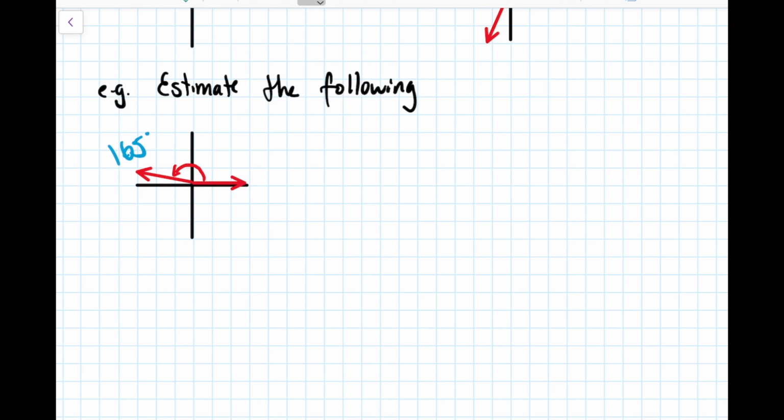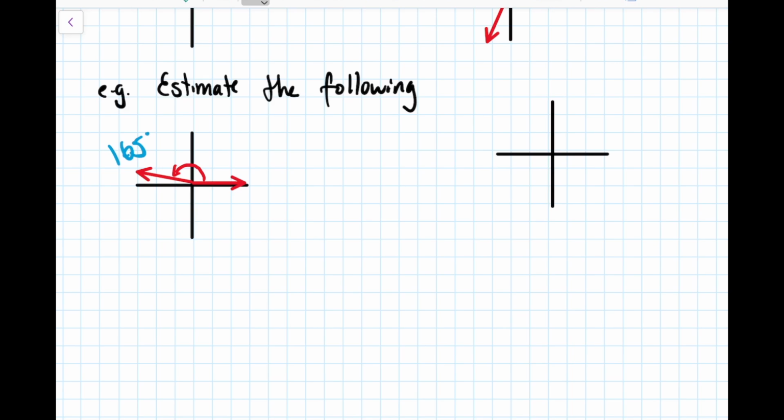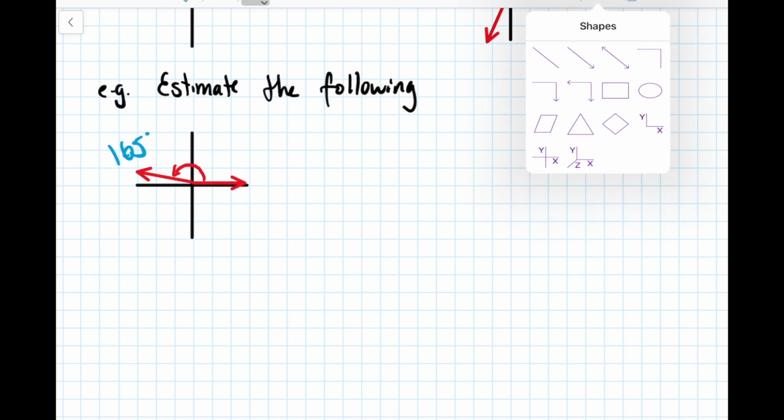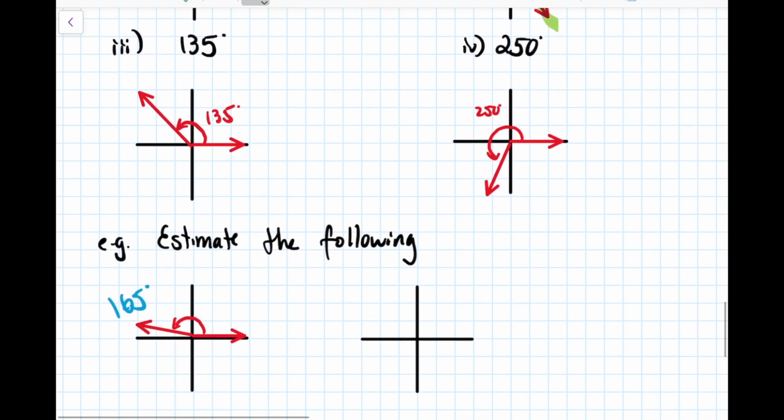So if I was assessing you on your estimations, typically I'm going to expect you to be within roughly 10 degrees. And you have to respect what you can tell for sure. So this isn't bigger than 180. So if you told me anything bigger than 180, that's definitely wrong. And it's not halfway there, right? So 135 was halfway, and this is definitely going to be a fair bit bigger than 135. So you have to go along with those things to get the best approximation you can.